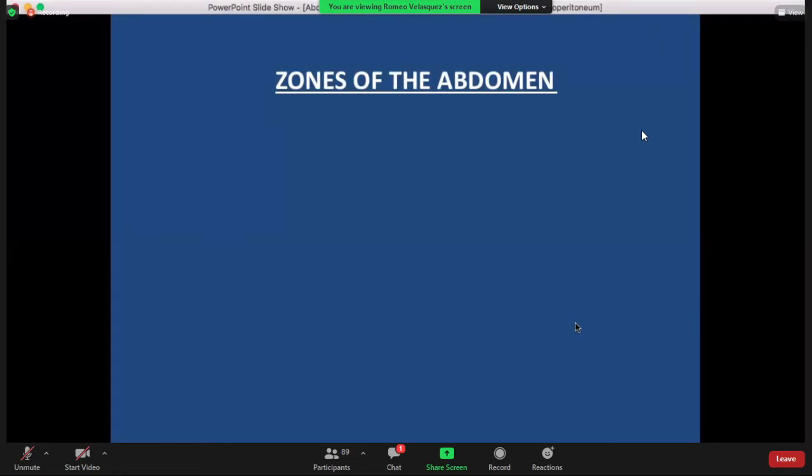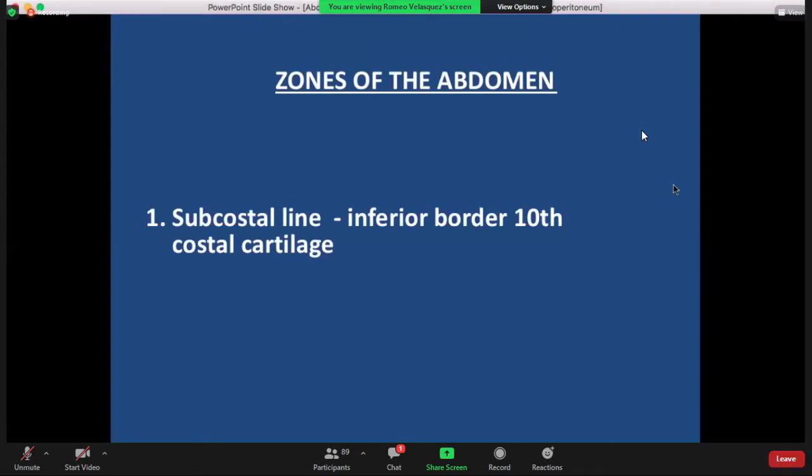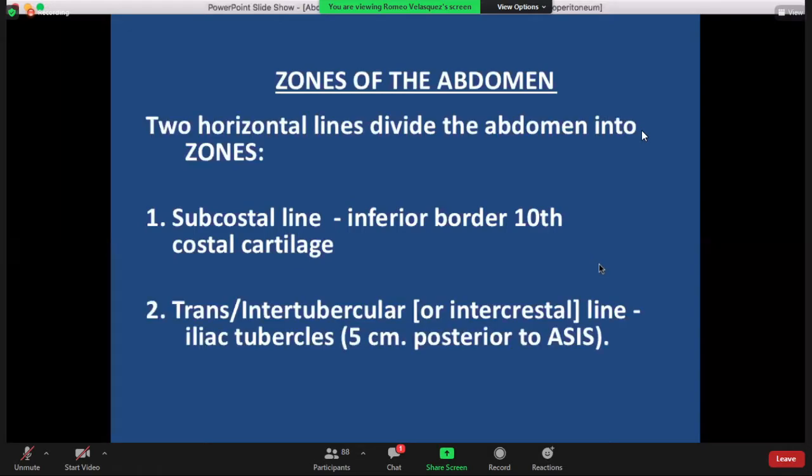Now, you have seen the quadrants. Now, you see the zones of the abdomen. And this is how the zones are constructed. You will be needing at least 2 horizontal reference lines. This is the subcostal line, inferior border, 10th costal cartilage. And the trans or intertubercular or intercrestal line, depending on the textbook that you read, they're all the same, more or less varying by only a few centimeters. So that's the approximate location of that line, intertubercular or intercrestal line.